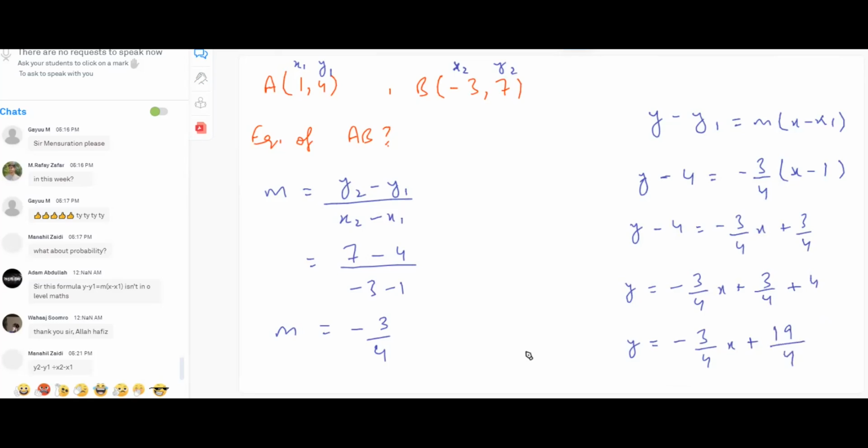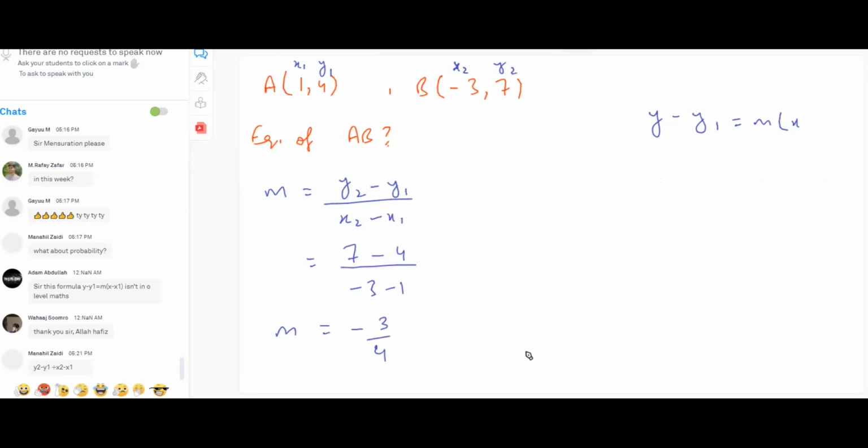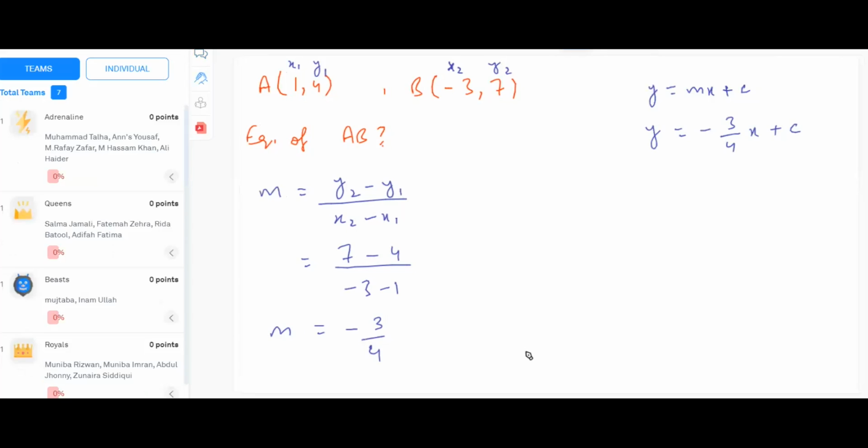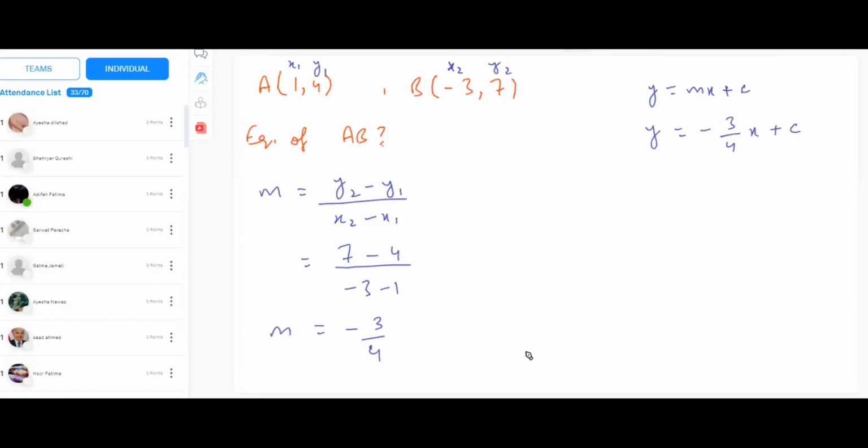ठीक है, इसी को हम दूसरे मेथड से करते हैं. तो ग्रेडियंट हमने उसमें भी फाइंड करना था, और हमारे पास क्या होता? y equals mx plus c. ग्रेडियंट हमने फिगर आउट कर लिया. So that is -3/4 x plus c. Again, आपको c की वैल्यू फिगर आउट करनी है. You put any of those two points here in this equation. कोई भी पॉइंट इनपुट कर दो. So let's say 1 और 4 इनपुट कर दें.